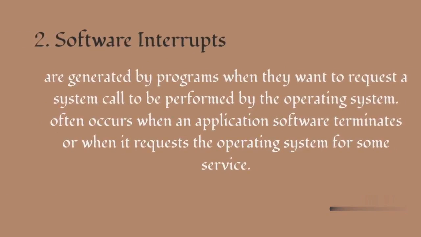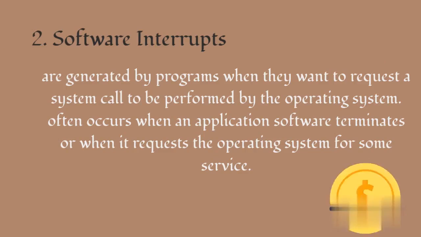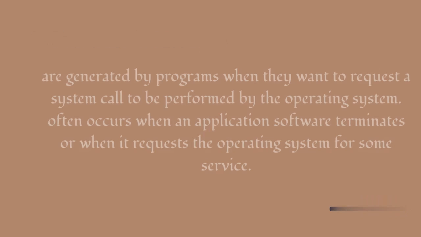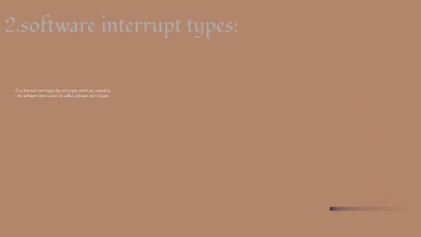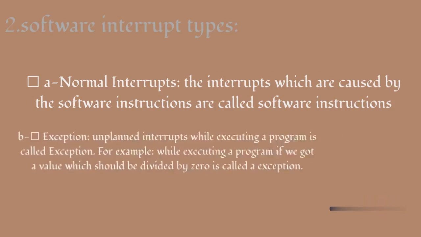Software interrupts are generated by programs when they want to request a system call to be performed by the operating system. This often occurs when an application software terminates or when it requests the operating system for some service. Software interrupt types. A. Normal interrupts: the interrupts which are caused by software instructions are called software interrupts.